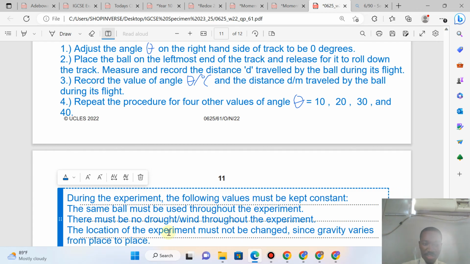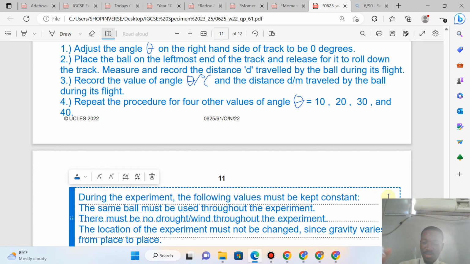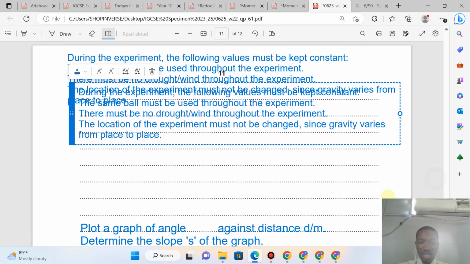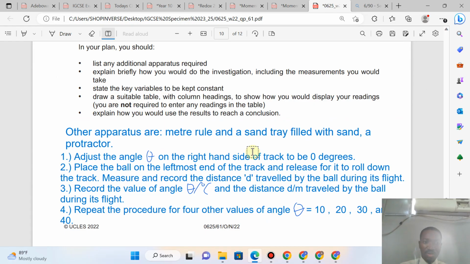And that can affect the accuracy of your experiment because you want the force to be constant. When gravity is changing, then the force or the weight is changing. Then the next thing you are doing is what?